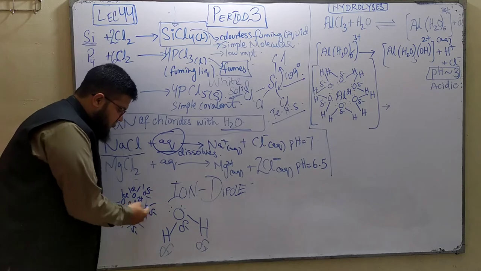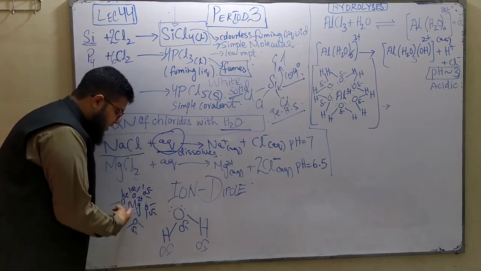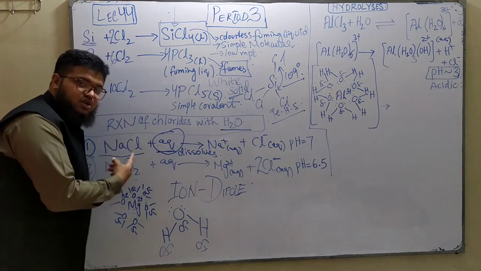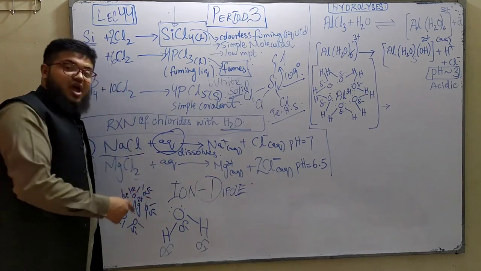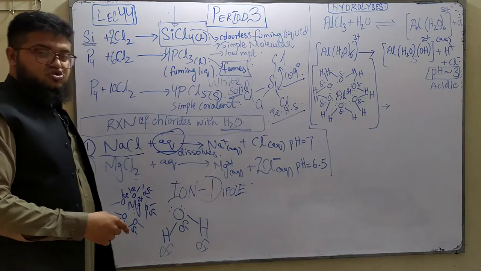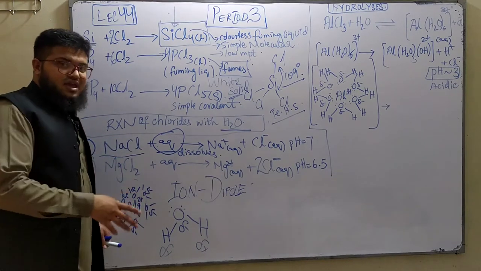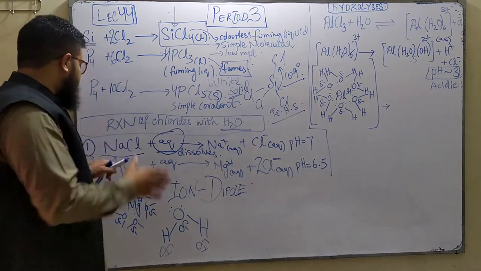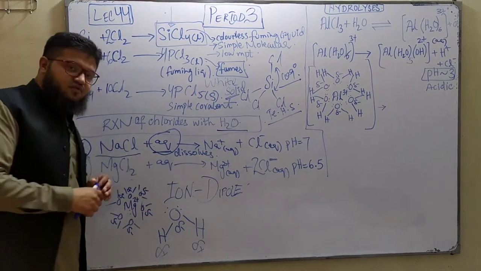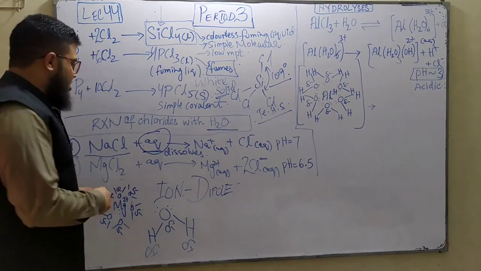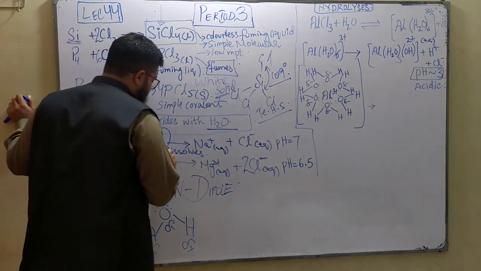And this interaction between the water molecules and the magnesium ions, or the water molecules and the sodium ions, forms ion dipole interactions, and anything that is able to form ion dipole interactions with water is capable of dissolving in water. So that's why sodium chloride is going to dissolve in water, and magnesium chloride will also dissolve in water. First of all, let's talk about sodium chloride.